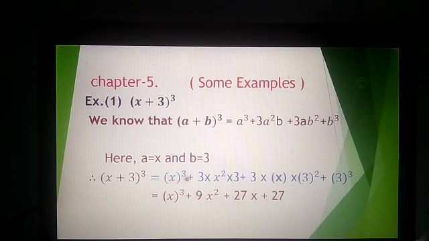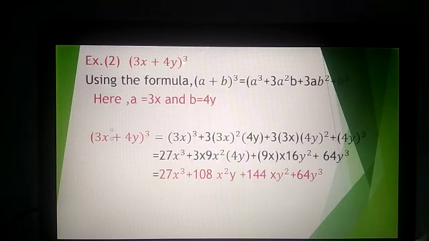A cube, that is x cube, plus 3 into a square into b, so 3 into x square into 3, plus 3 into a into b square, plus b cube. Here now what is the answer? X cube plus 3 into 3 is 9x square, plus 3 into 3 square. 3 square is 9. 9 into 3 is 27x, plus 3 cube means 27. In this way we have solved x plus 3 whole cube.